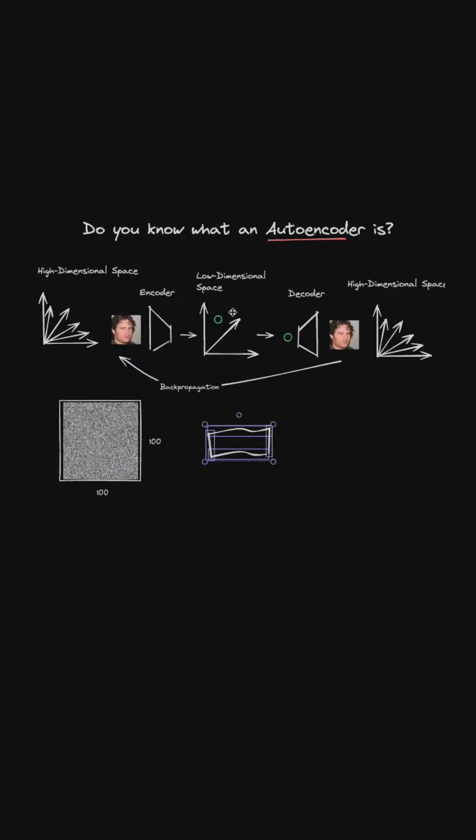This lower dimensional space, also called a manifold, is very interesting, since if we sample a random point from this space and feed it to the decoder, we will probably get a random non-existing face. Isn't it cool?